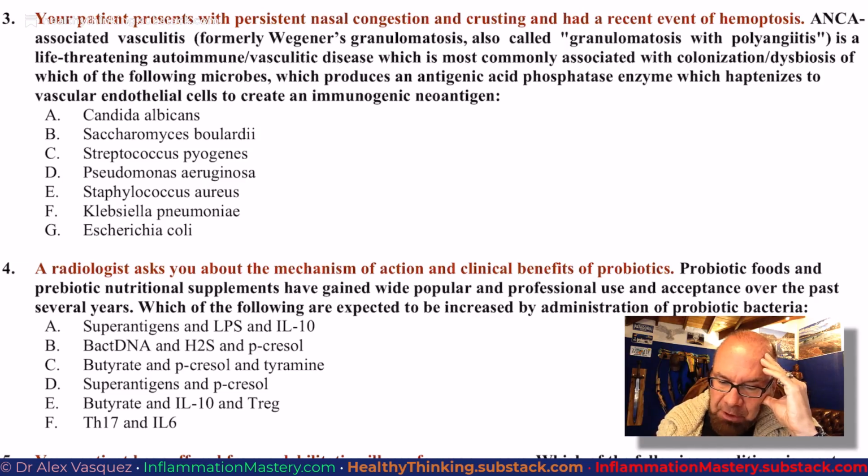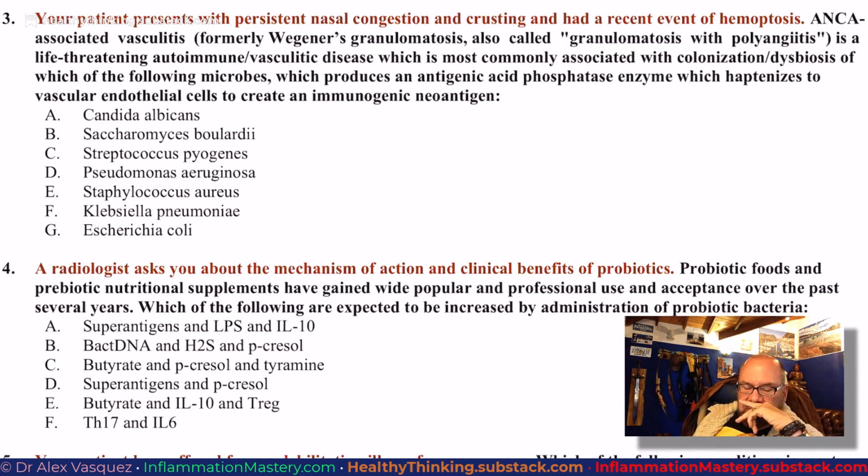ANCA-associated vasculitis, formerly Wegener's granulomatosis, now called granulomatosis with polyangiitis, ANCA-associated vasculitis, is a life-threatening autoimmune vasculitic disease, which is most commonly associated with colonization dysbiosis of which of the following microbes? That's the real question. Which produces an antigenic acid phosphatase enzyme, which haptenizes to vascular endothelial cells to create an immunogenic neoantigen. So this is another question that's black and white.